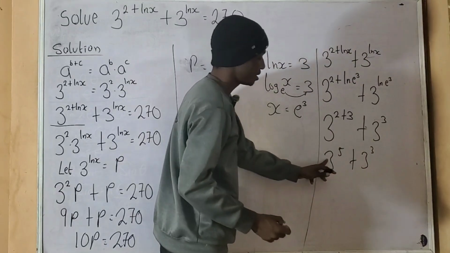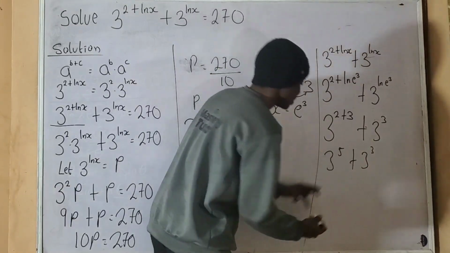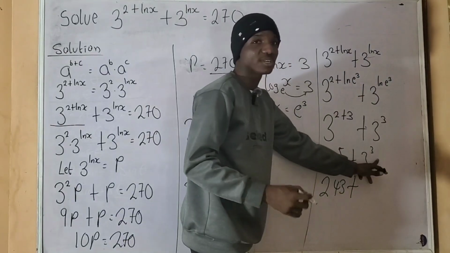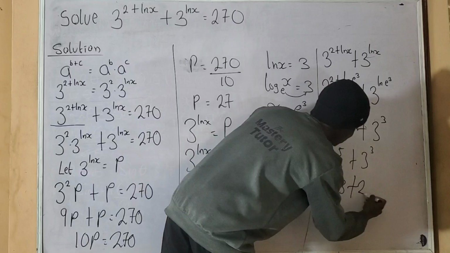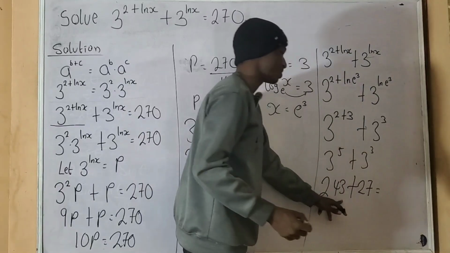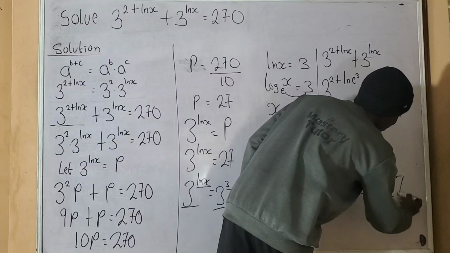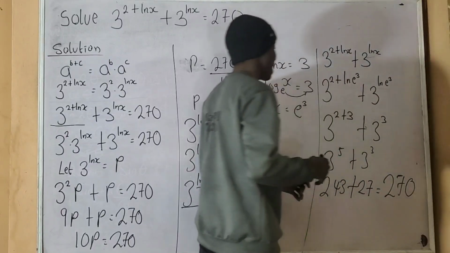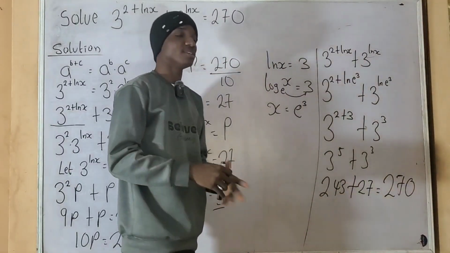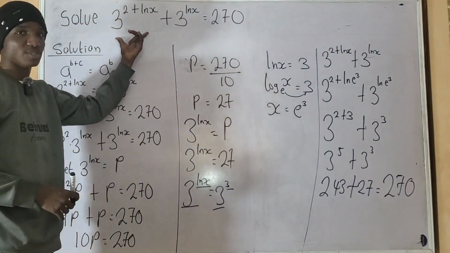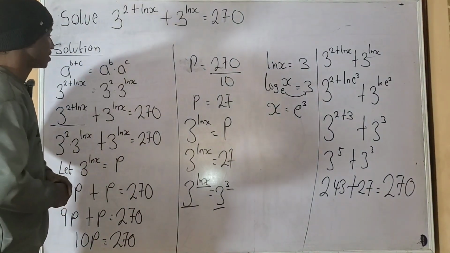Now listen, 3 raised to the power of 5 is what? 243. So I'm going to have 243 plus 3 raised to the power of 3, which is 27. If you sum this together, you're going to have 270. So that means the solution x equals e raised to the power of 3 is the solution to the exponential equation that we have on the board. Do you understand? So that is the solution.